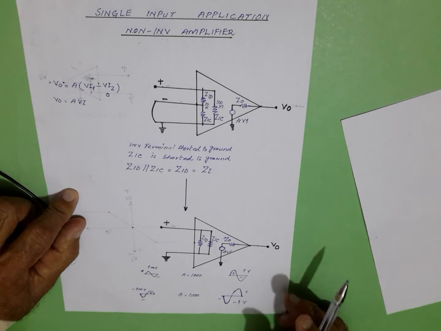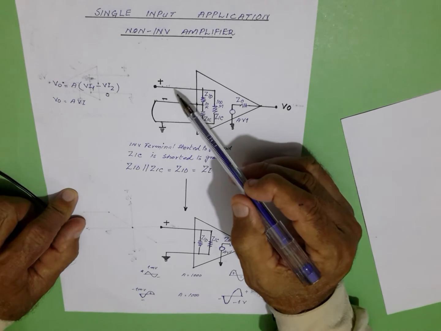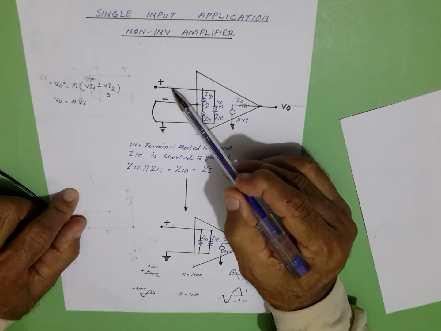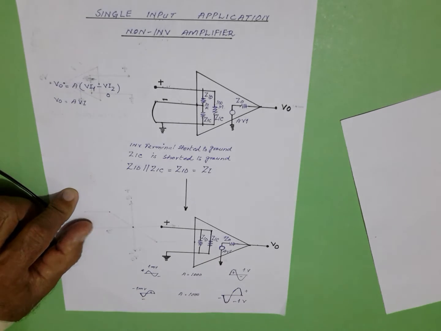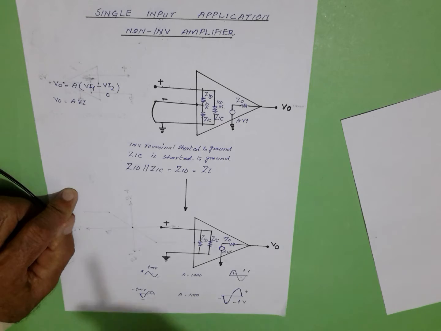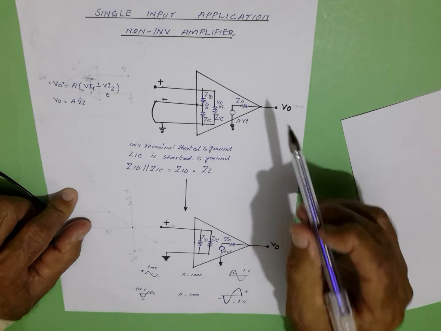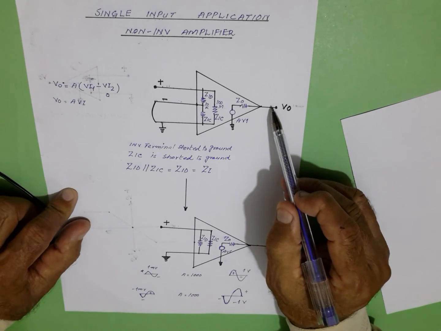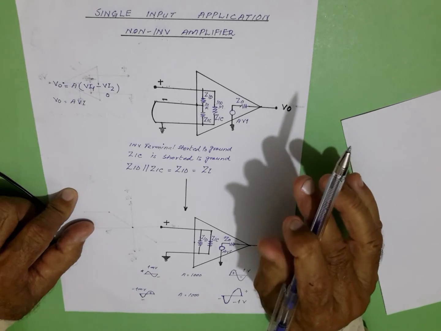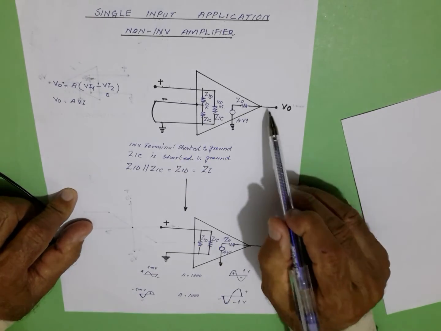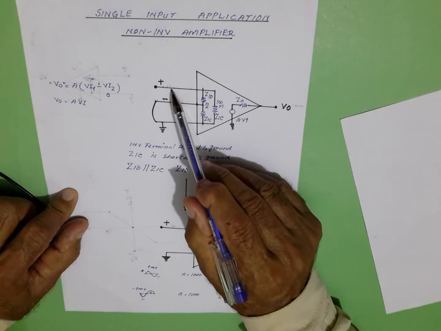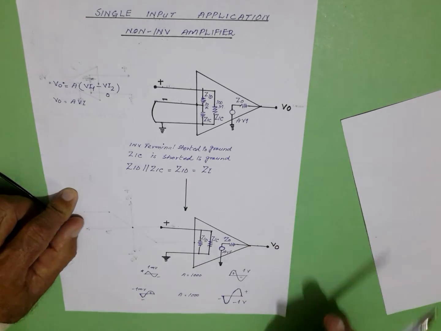Two points to note here: we are applying only a single input, at the positive terminal, and whatever the polarity of the input voltage, the same polarity we are going to get in the output. The polarity will not be inverted. A positive going input voltage gives a positive going output, and a negative going input voltage gives a negative going output.